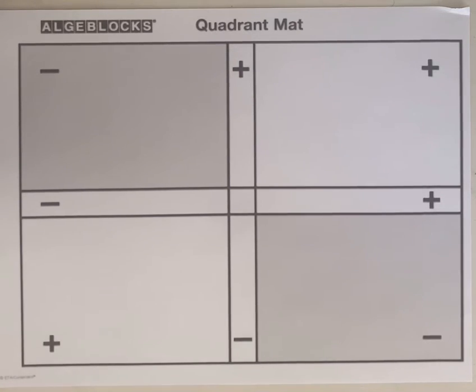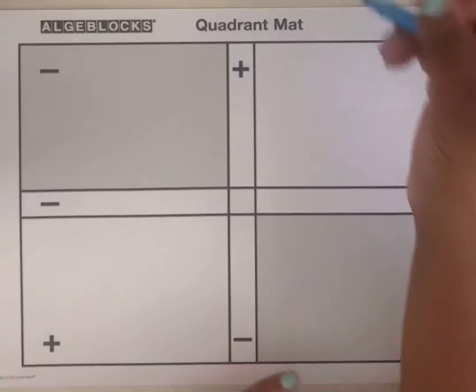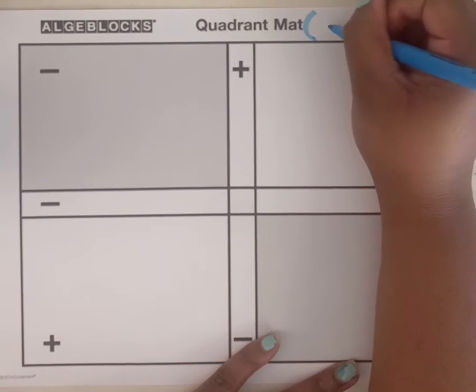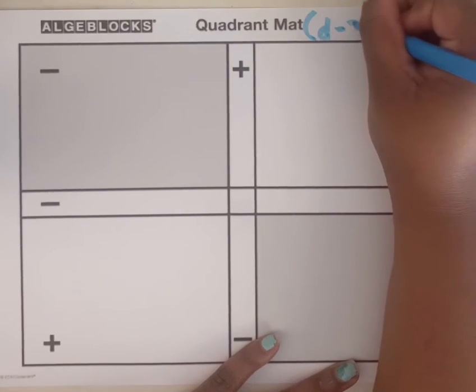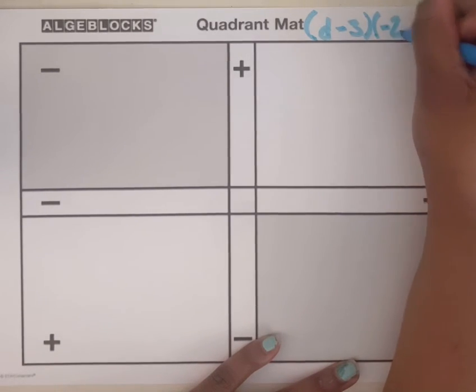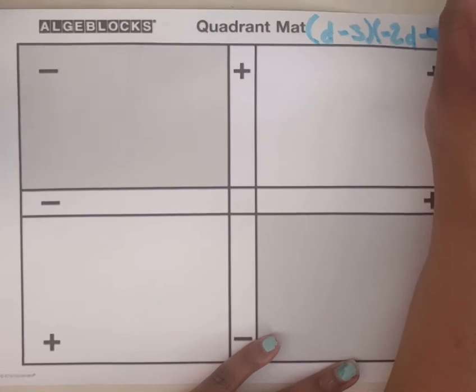Okay, and today we're going to work out a multiplication problem. We're going to use our quadrant mat. The problem is d minus 3 times negative 2d plus 1.